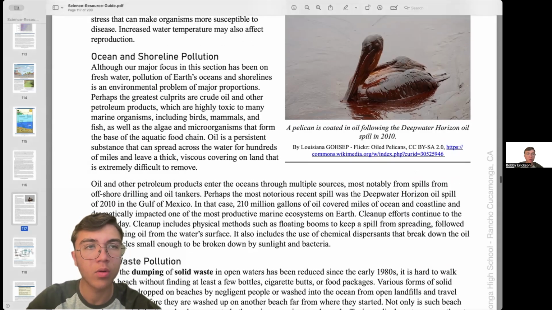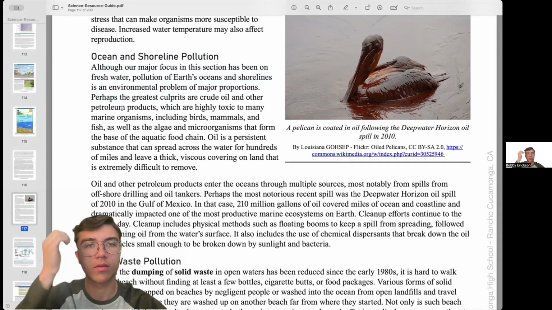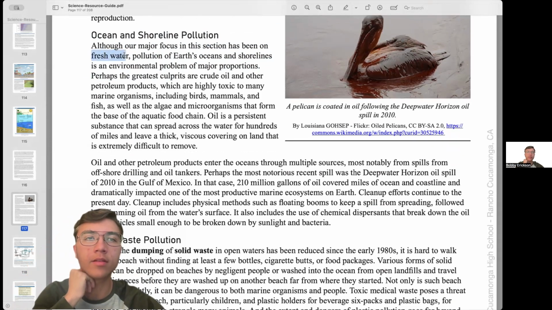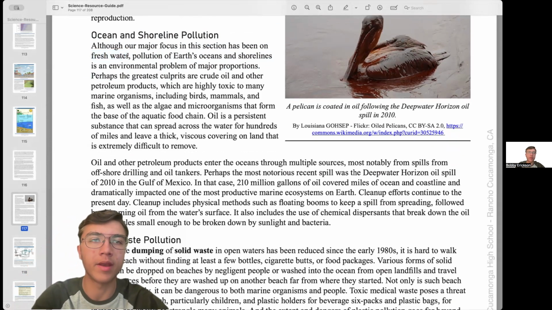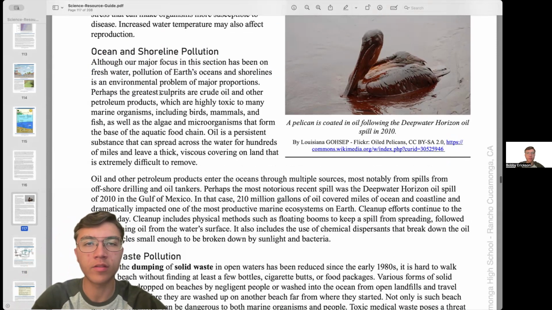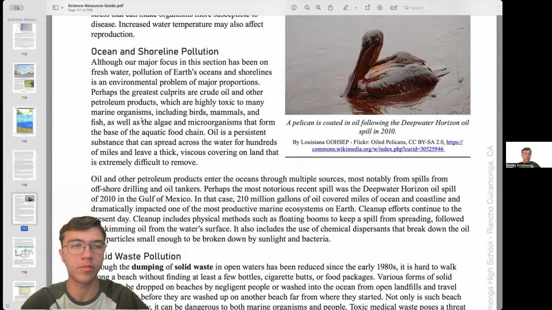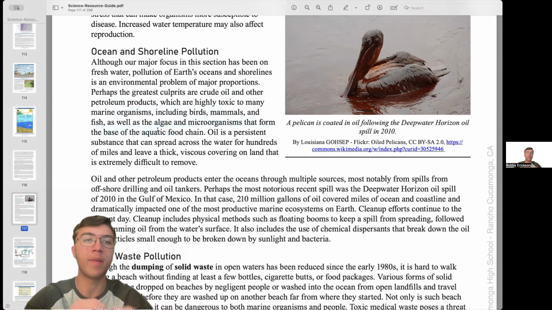And next up, we're going to talk about ocean and shoreline pollution. We've taken a look at freshwater a lot, but now we need to look at shorelines. Some of the biggest pollutants are crude oil and other petroleum, which are highly toxic to marine organisms such as birds, mammals, and fish, as well as algae and microorganisms that are the base of the aquatic food chain.